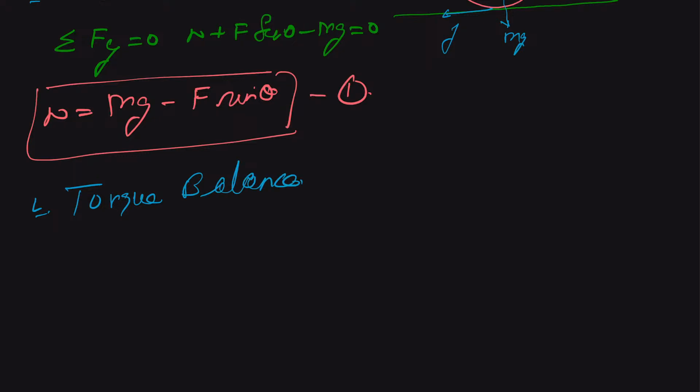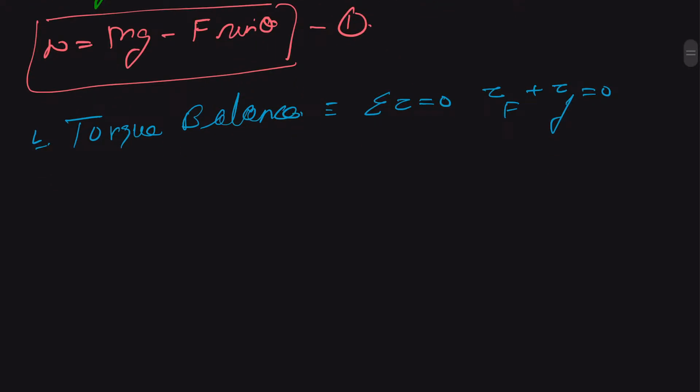Torque balance, okay, and therefore we can say that under the torque balance condition, the summation of the torque is equal to 0, or we can say that the torque due to our applied force plus or minus, we can change it later, and the torque due to frictional force is equal to 0.